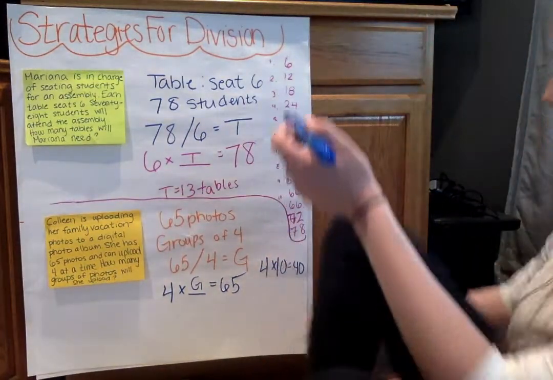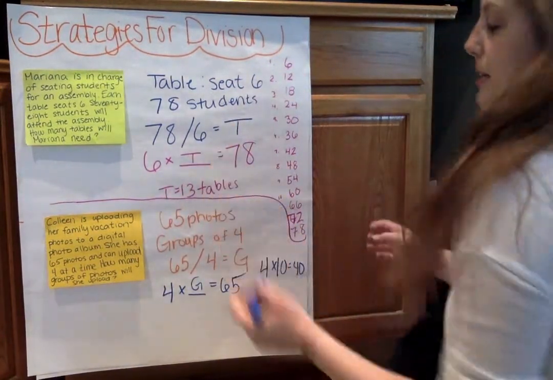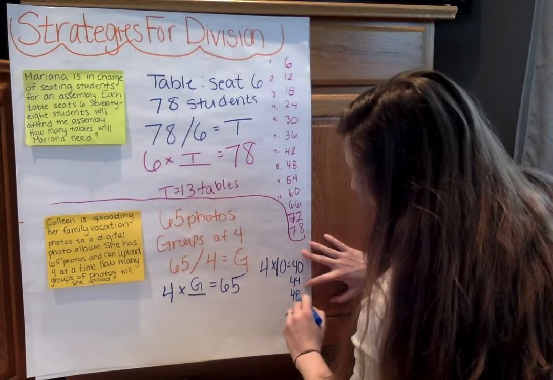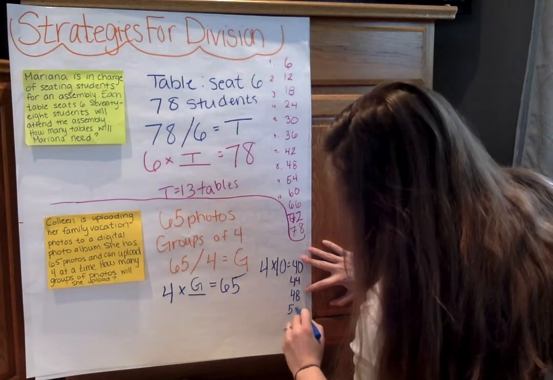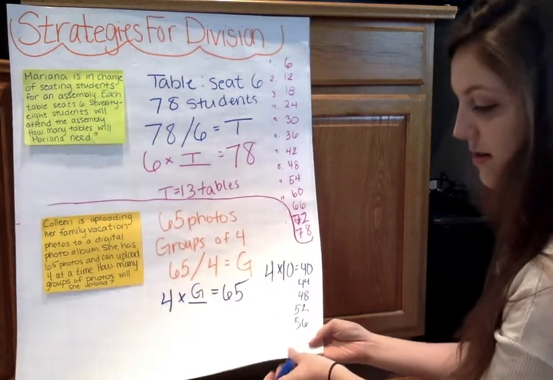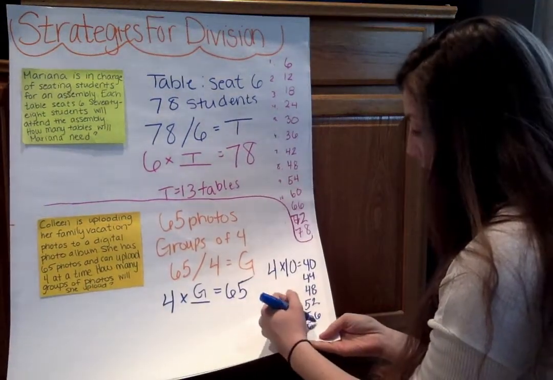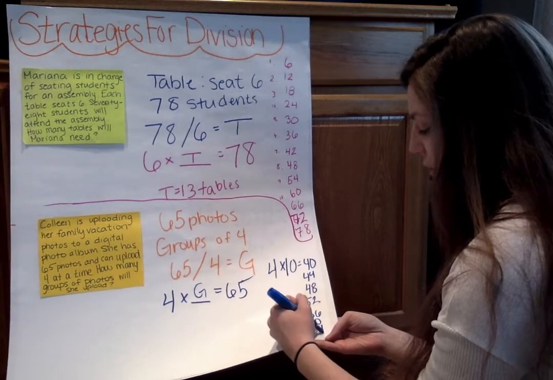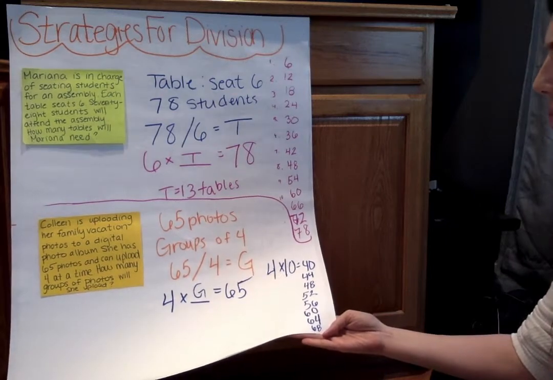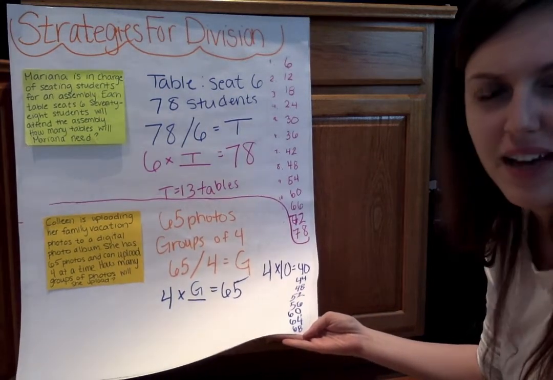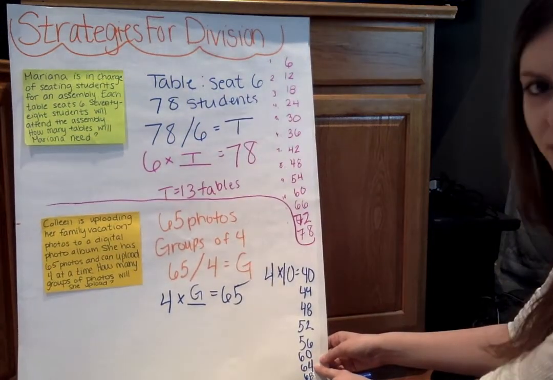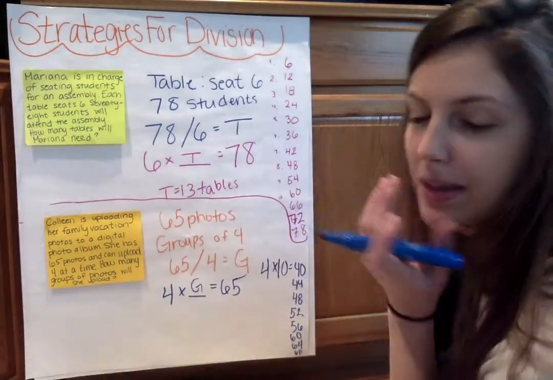So let's do that. Okay, so I have 40, and I can skip count from here. 44, 48, 52, 56. Let's see, can I still fit down here on the bottom? 60, 64, 68. Oh, hold on. 65 isn't a multiple of 4. I have 60, 64, and 68.